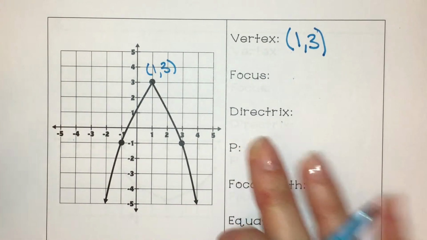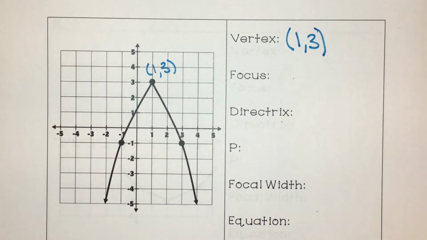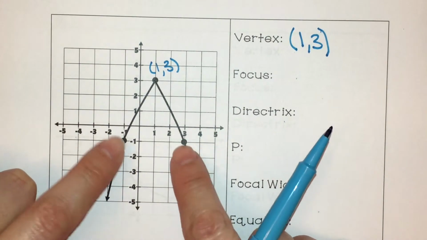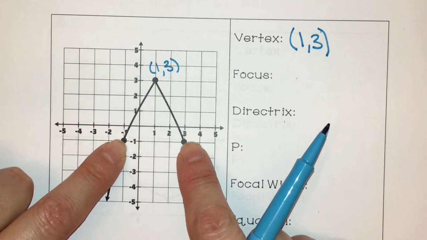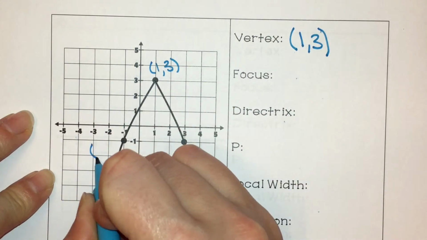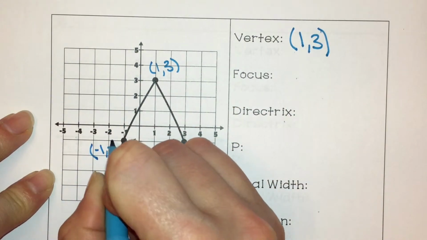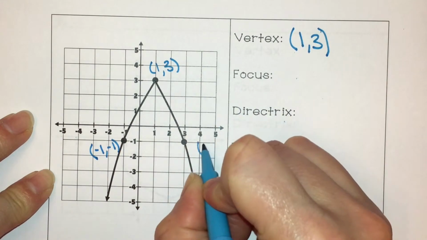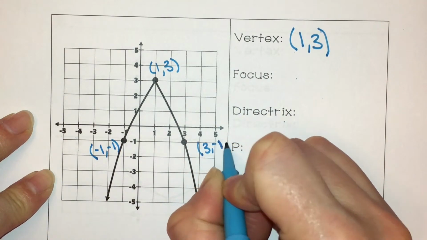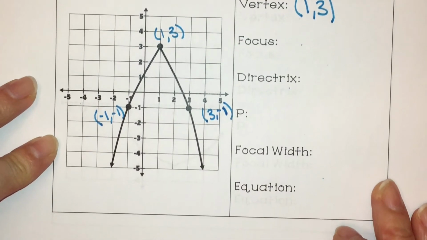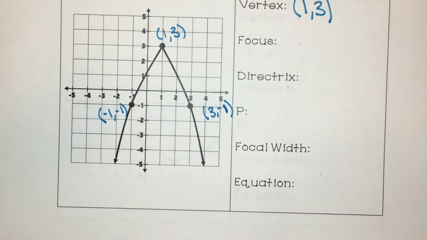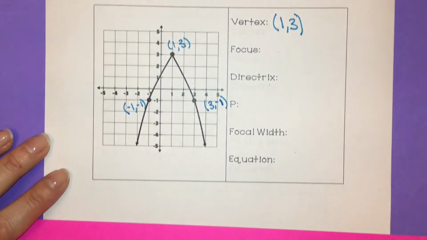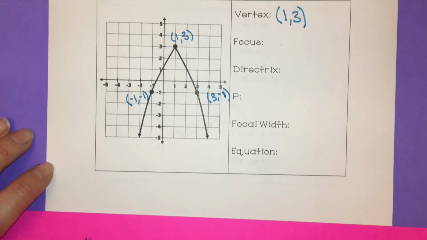All right, so the focus, well, I need to know what the p-value is. Well, I can't identify the p-value yet. I need to do a little math first. So I'm going to look at, I'm given two other points. I'm going to write down their coordinates. This one's -1, -1, and this one is 3, -1. Okay, so I'm going to use that information to find out what p is equal to.